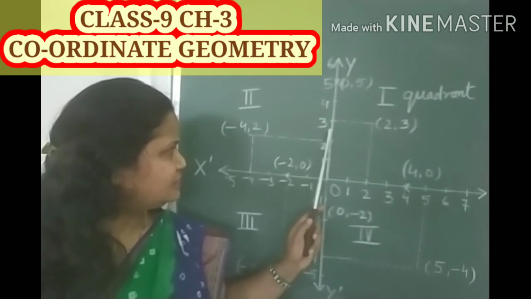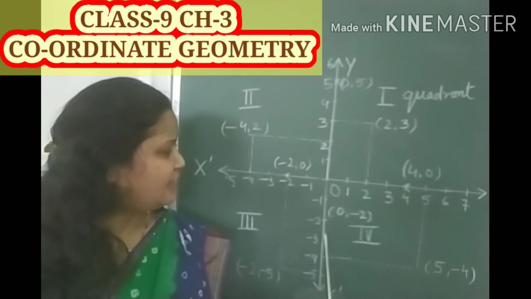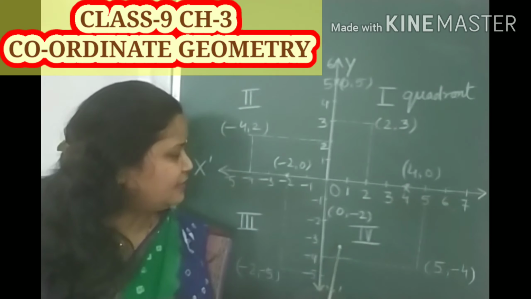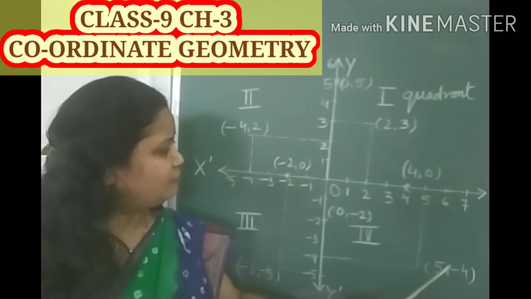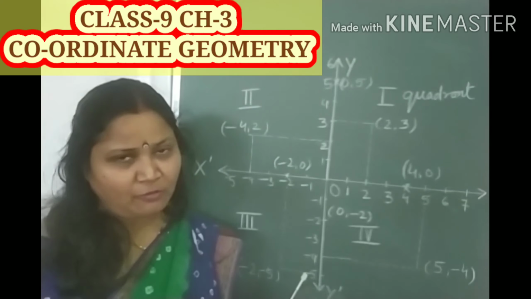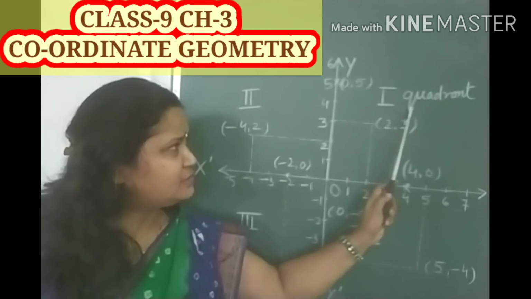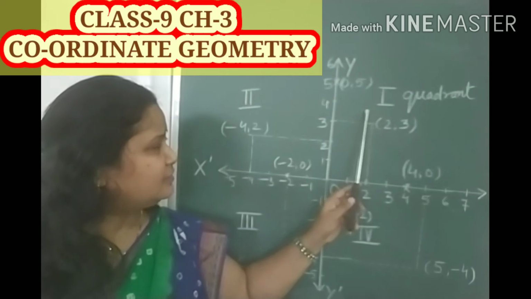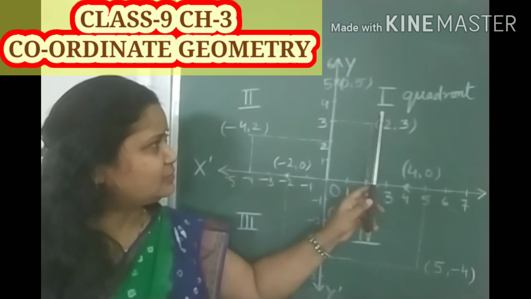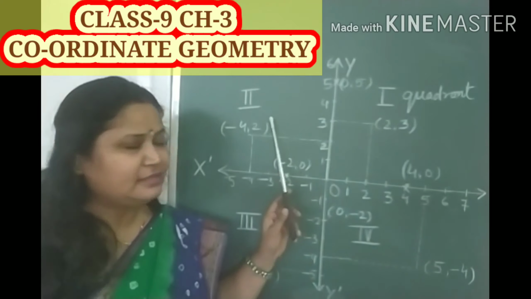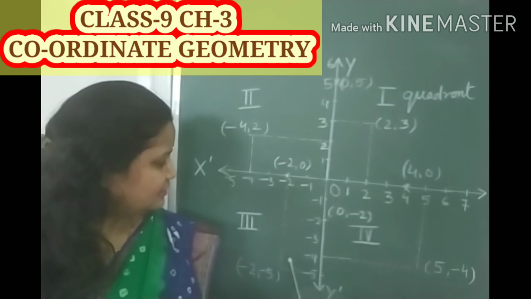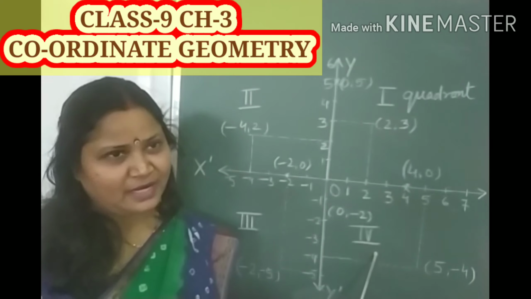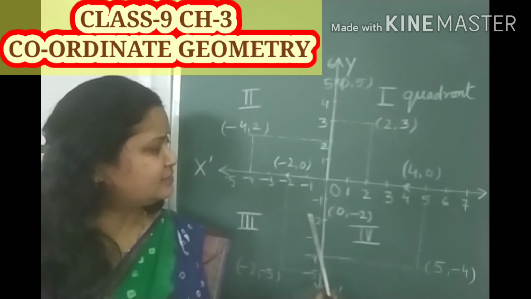Children, this x-axis and y-axis system, as you can see, divides the plane of this board into 4 parts. Each part is known as a quadrant, and you can see this particular part is known as the first quadrant. This is our second quadrant, this is the third quadrant and this is our fourth quadrant. Children, don't forget this order.